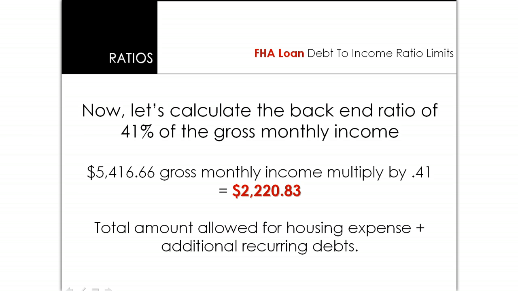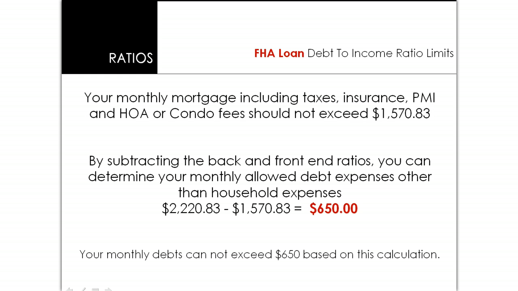Now let's calculate the back-end ratio of 41% of the gross monthly income. $5,416.66 gross monthly income multiplied by 41% is $2,220.83, which is the total amount allowed for housing expense plus additional recurring debts. Your monthly mortgage, including taxes, insurance, PMI, and or HOA or condo dues, should not exceed $1,570.83.